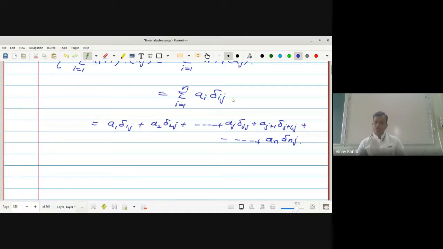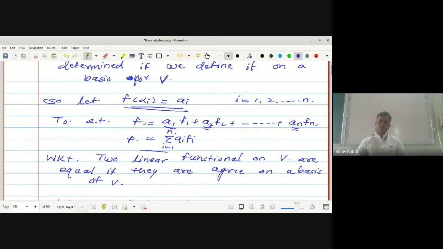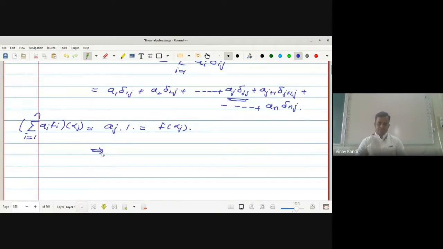If we run i from 1 to n, your j will be somewhere in between. So the value of this is aj into 1. And the left hand side is summation i running from 1 to n ai fi of alpha j. But what is aj? By the definition of f, this is f of alpha j. Look at it. What is aj? f of alpha j. So this implies summation i running from 1 to n ai fi of alpha j is equal to f of alpha j, for j running from 1, 2 up to so on n.